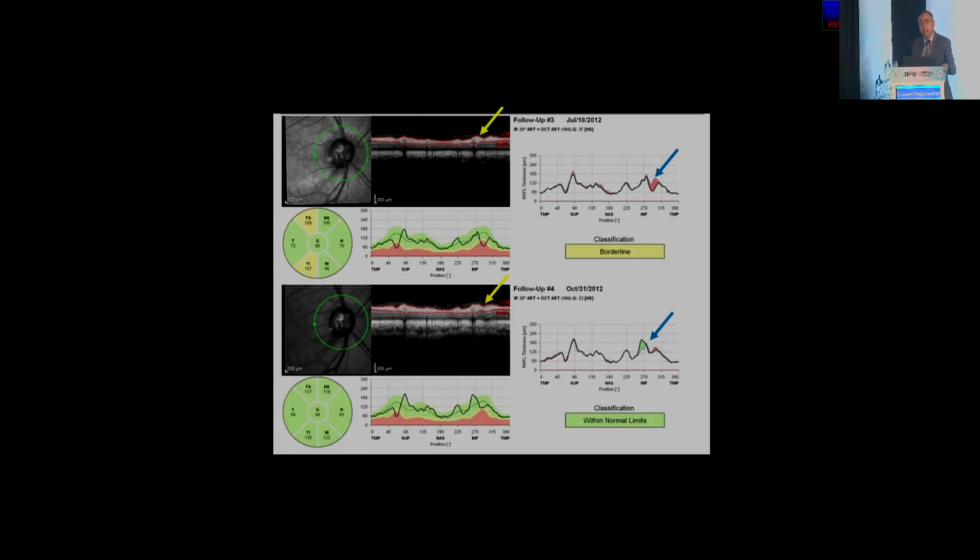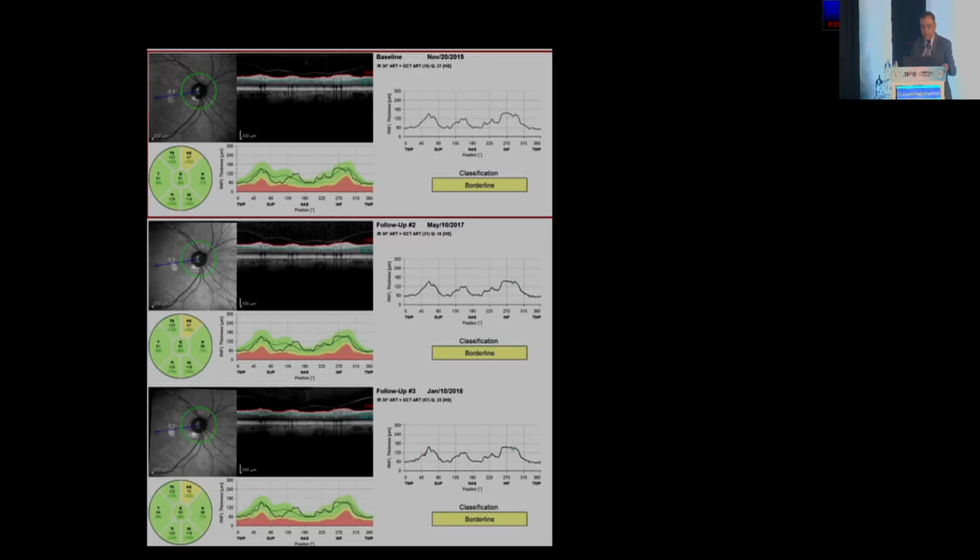Did that patient regrow their nerve fiber layer? Yes. See this loss of nerve fiber layer? See, thickness is grown back. How can that be possible? It's a very simple explanation. It's a disc hemorrhage that causes a thickness increase in the nerve fiber layer.